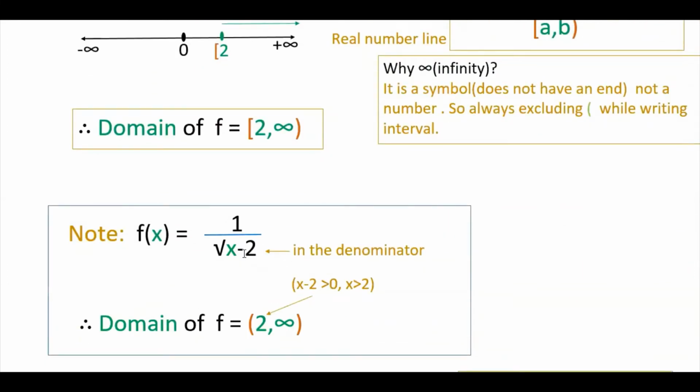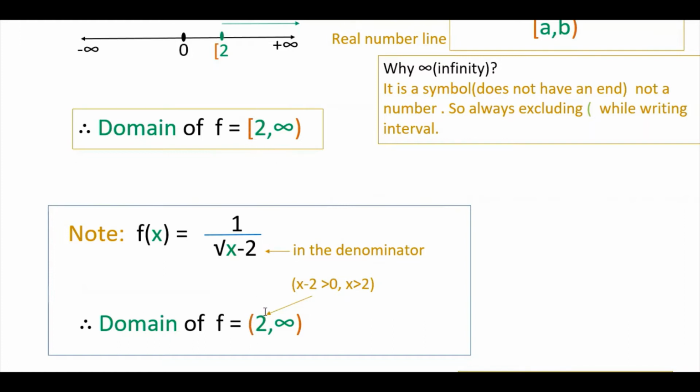It should not be equal to 0 because in the denominator, the value should not be equal to 0. So here you have to use x minus 2 greater than 0. So see the domain here. Here it is including 2, but here you have to exclude 2. That's why you have to put the open bracket here.